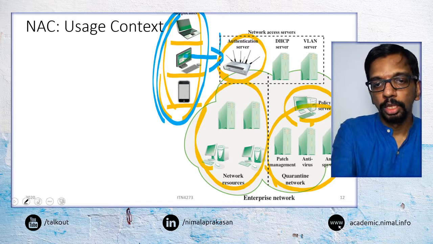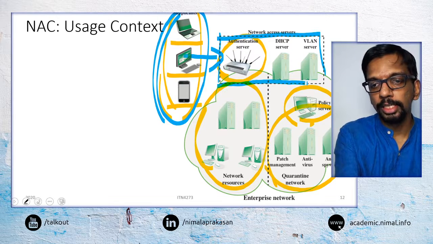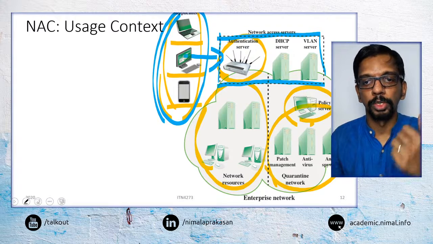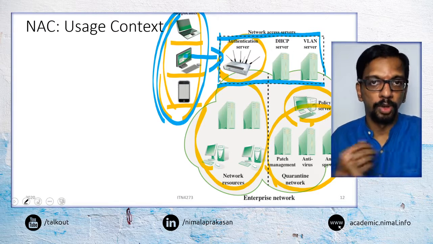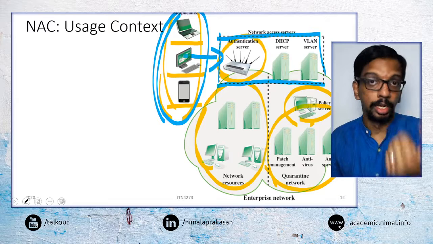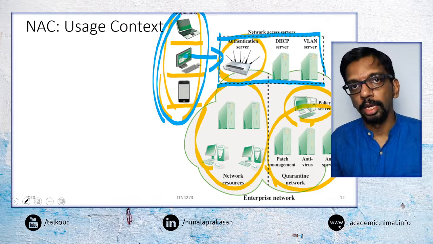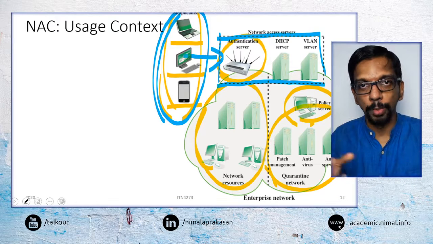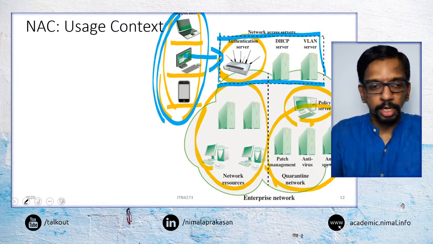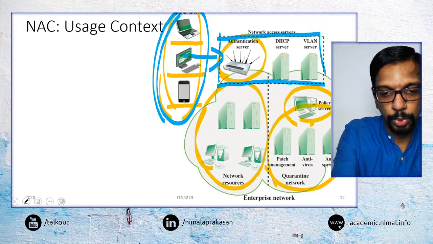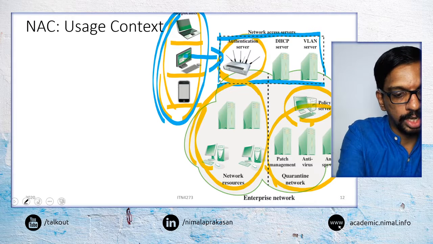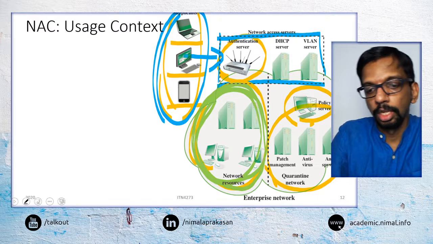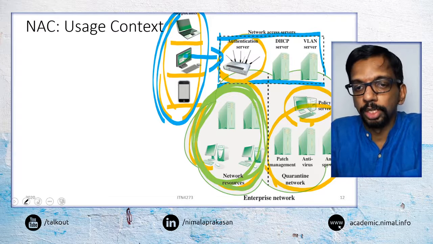These network access servers will be commonly available to all parts of the network, because for an authentication server, all devices will have to connect to that. A DHCP server, again, any device may need to connect to that, a VLAN server and so on. So these resources are common to the network. Then there would be certain network resources that we can categorize or classify as protected network resources, or the main network resources.